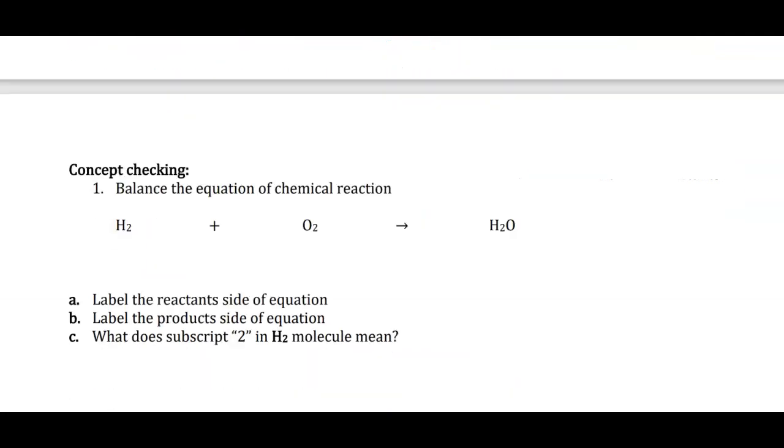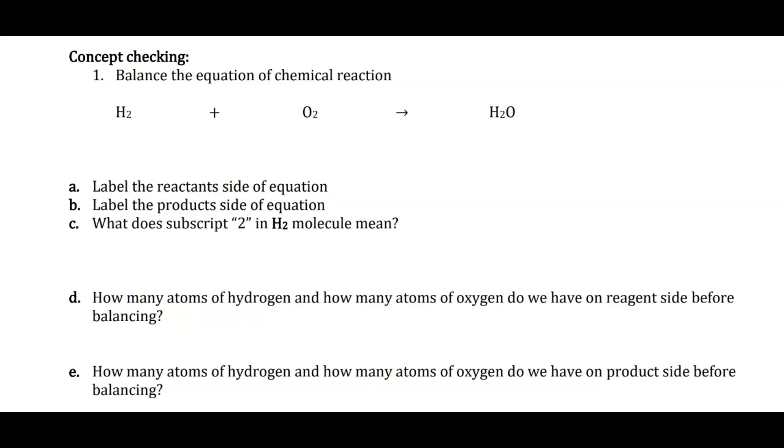And these are some examples. Let's do concept checking. Balance the equation of the chemical reaction. So, the left side are reactants, the right side are products, right? We start with hydrogen, right? H2 gives us two hydrogen, right? And H2O gives us two hydrogen too. So we can write it down like this. Two hydrogen, right? And two hydrogen here.